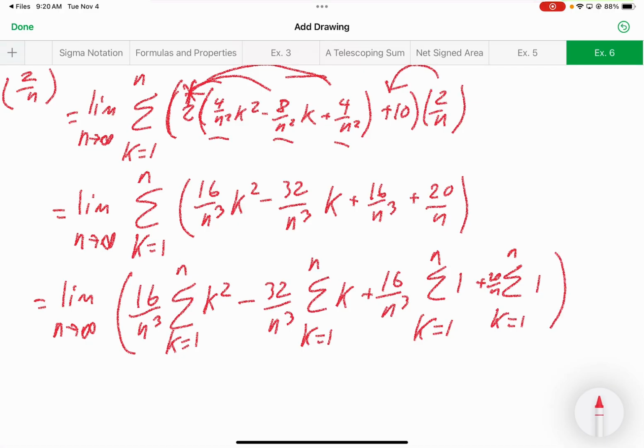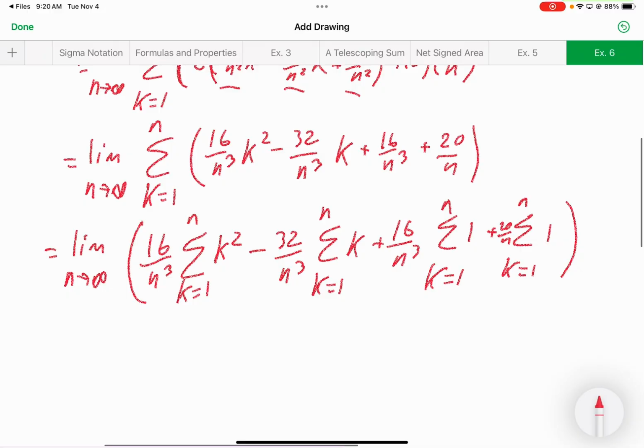Do you follow me with that last step? Kind of mumbled it a little bit, but I saw that it was 20 over n, so I just put that in front of the sum and then left a 1 there. Okay, so I'll deal with that all in a second. Now I use my formulas.